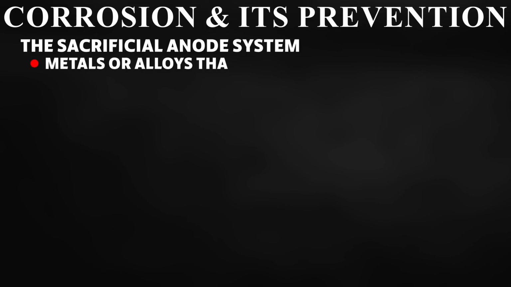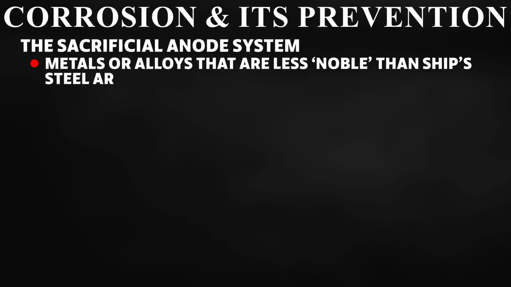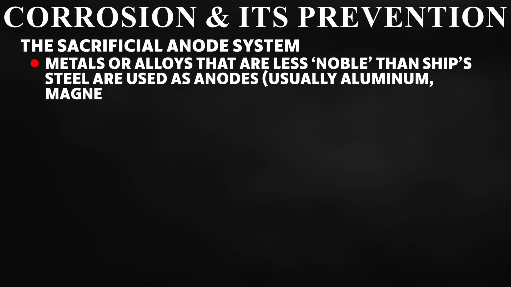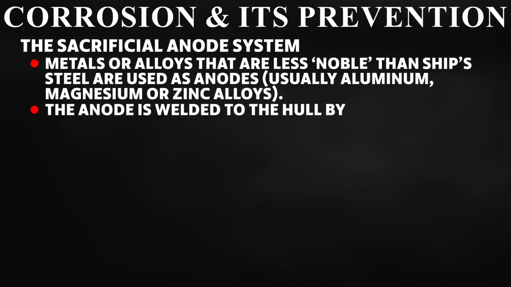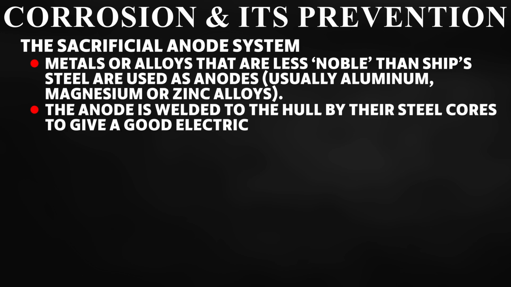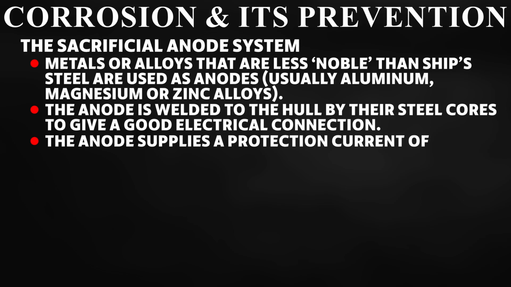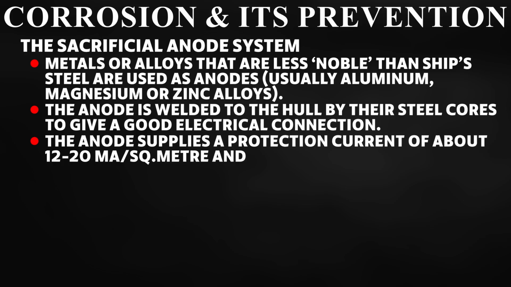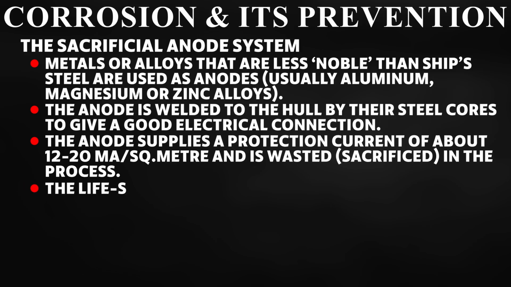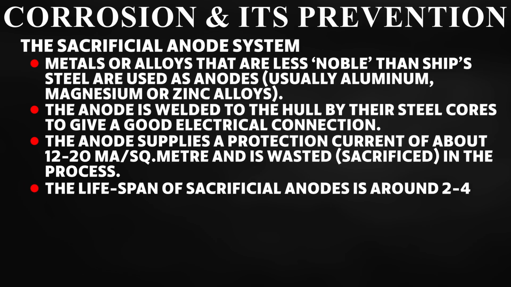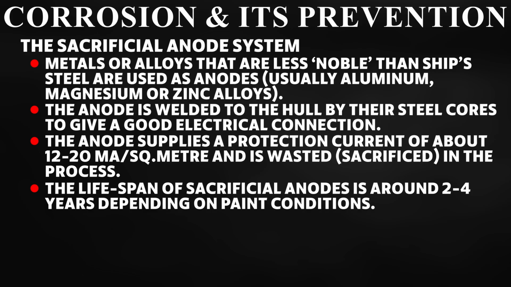The sacrificial anode system. Metals or alloys that are less noble than ship's steel are used as anodes, usually aluminum, magnesium, or zinc alloys. The anode is welded to the hull by its steel core to give a good electrical connection. The anode supplies a protection current of about 12 to 20 mA/sq meter and is sacrificed in the process. The lifespan of sacrificial anodes is around 2 to 4 years, depending on paint conditions.